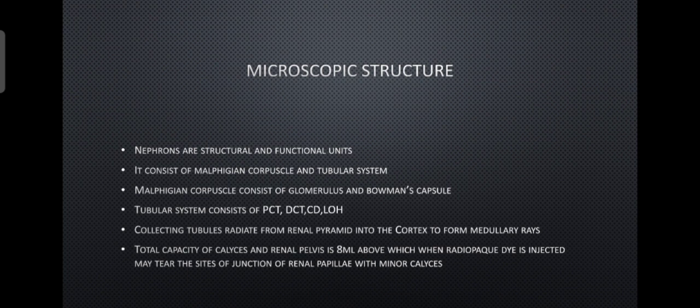Then we have one important aspect here. The capacity of the renal calyces and renal pelvis is just 8 ml. So on injecting dyes into the ureter, we should be very careful, as greater than this 8 ml when injected will disrupt the joints of the minor calyx with the renal papilla. The structure will get distorted, so be very careful when injecting the dye into the ureter. That's about the microscopic structure.